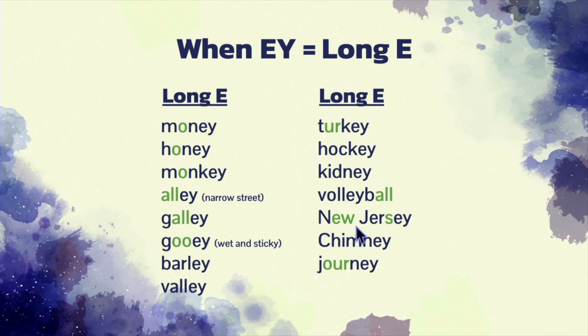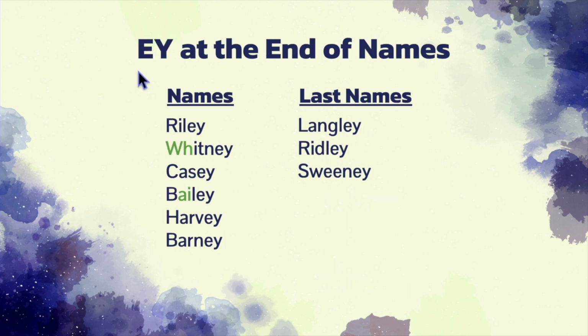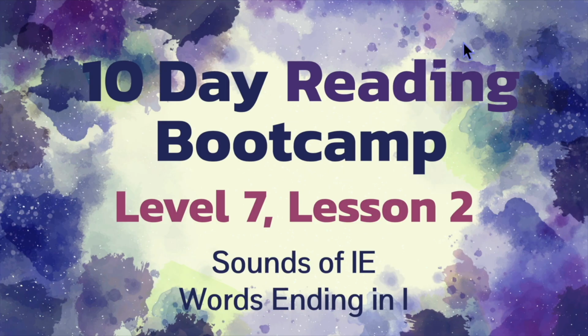EW says oo or you, so here we have New Jersey. S has the Z sound. Chimney, this OUR is going to say er, and we have the word journey. EY is sometimes used at the end of names, where it will have a long E sound, like in the name Riley, Whitney, note the silent H in most of the US, Casey, AI says A, Bailey, Harvey, and Barney. And here are some last names that use EY at the end, Langley, Ridley, and Sweeney.